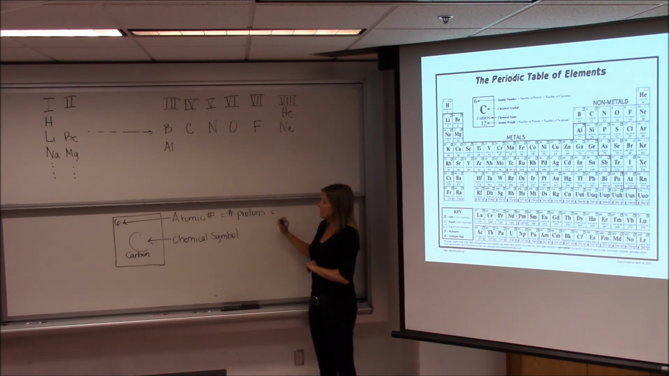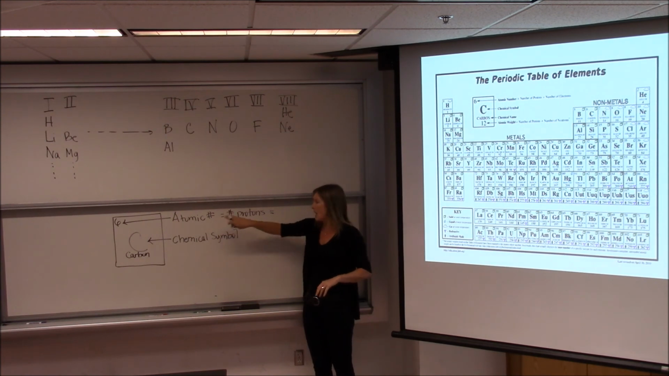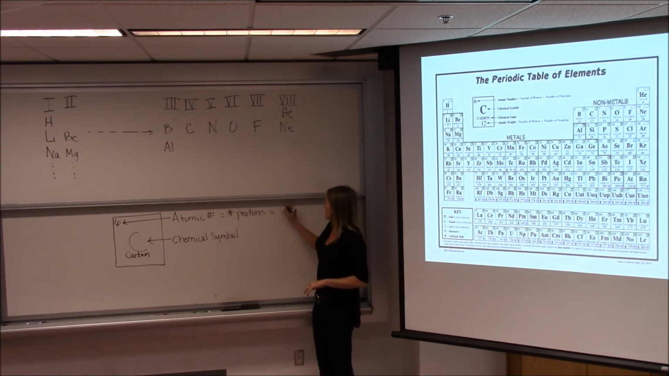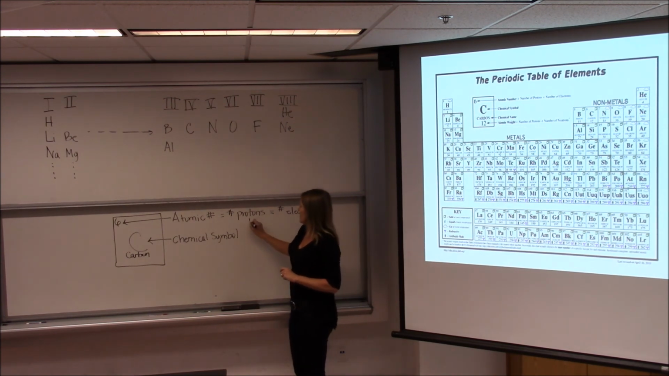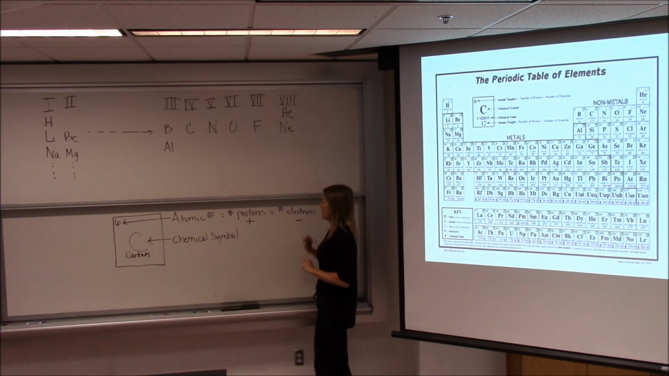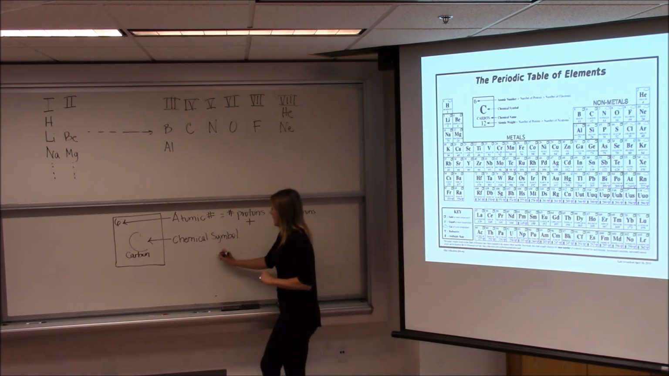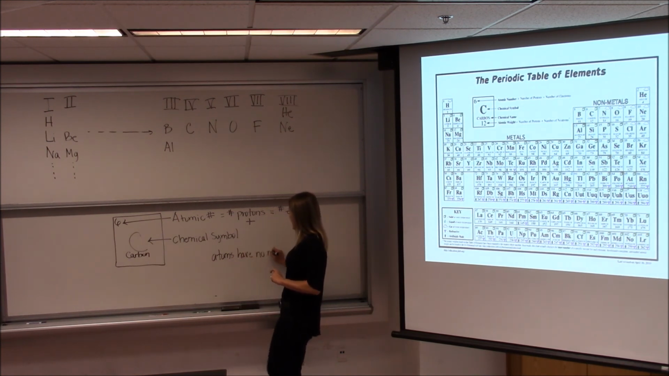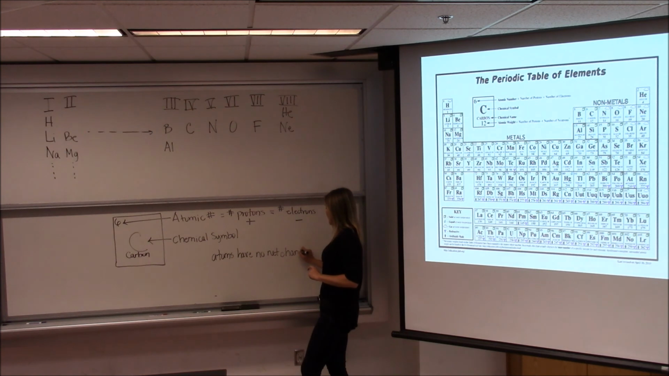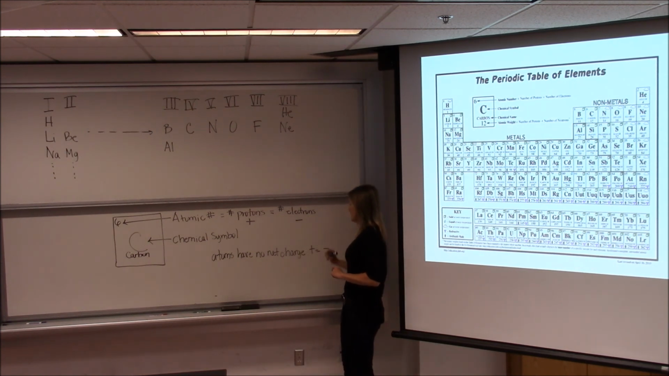And it just so happens that every element on this periodic table has an equal number of protons and electrons. So that atomic number not only equals the number of protons, it also equals the number of electrons. That's really important to realize, because what it's saying is the number of plus charges equals the number of minus charges, and atoms have no net charge. Positive equals negative charges.